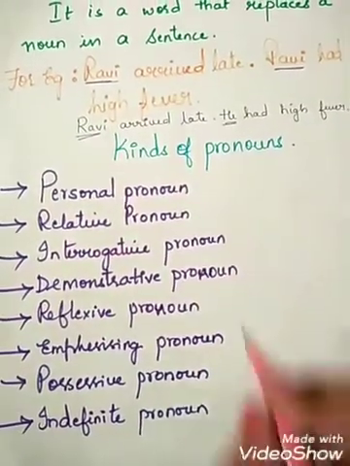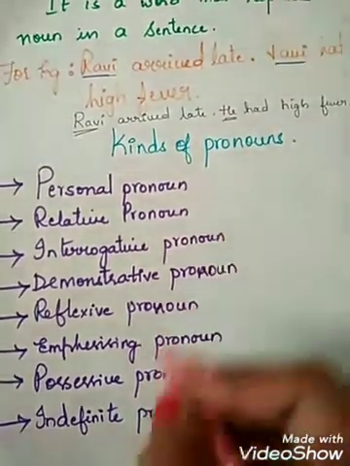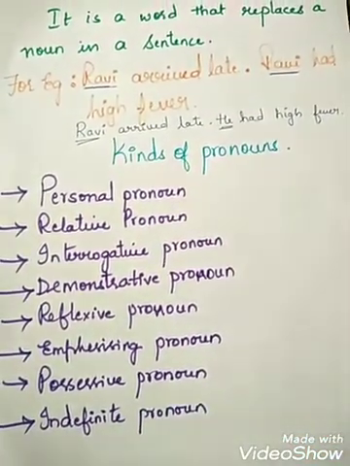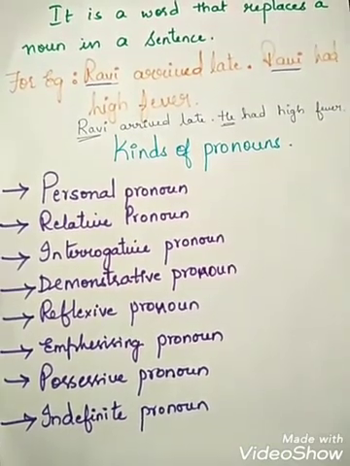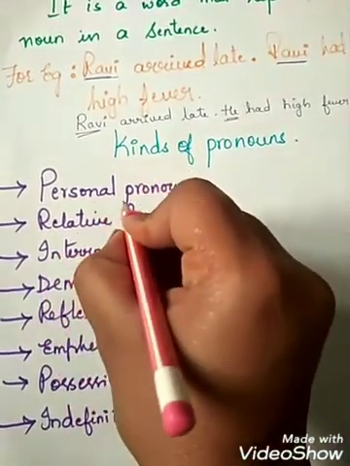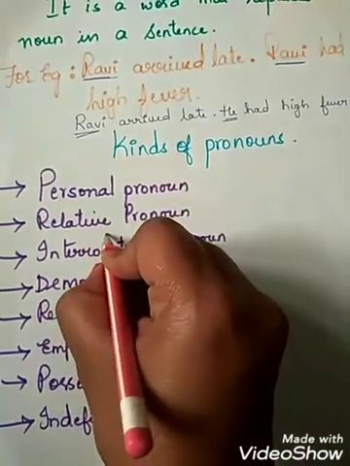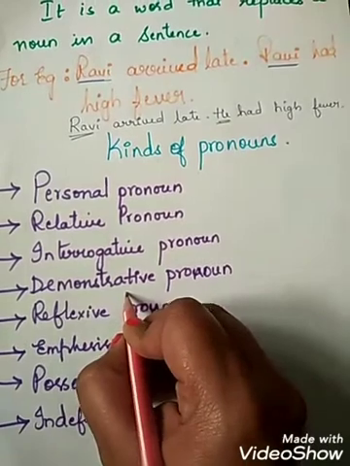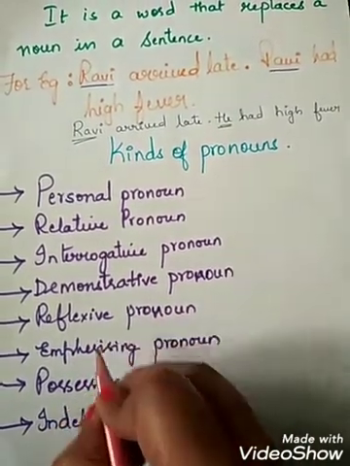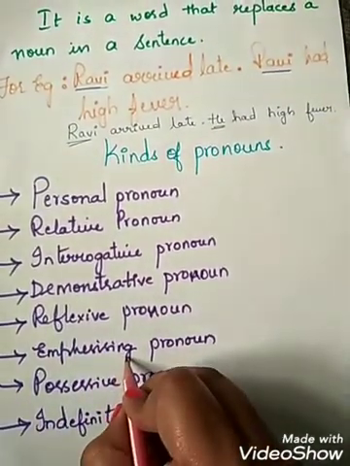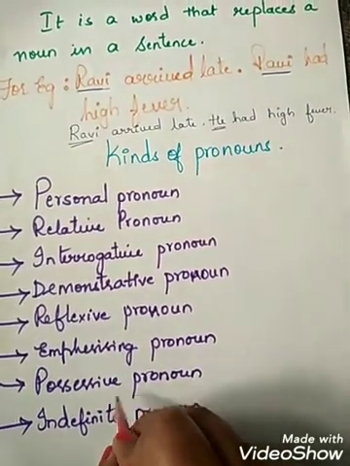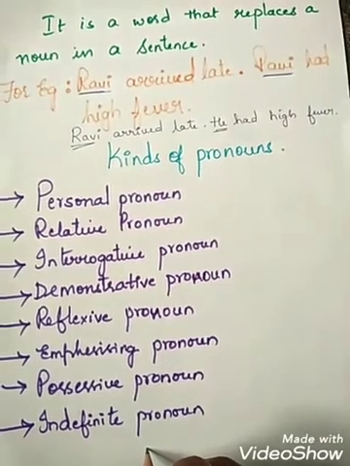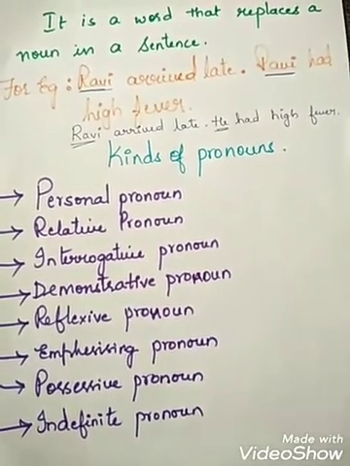And next, coming to the kinds of pronouns. We have 8 pronouns. So how many do we have? We have 8. First is personal pronoun, relative pronoun, interrogative pronoun, demonstrative pronoun, reflexive pronoun, emphasizing pronoun, possessive pronoun, indefinite pronoun. So how many do we have? We have 8 pronouns. Okay.